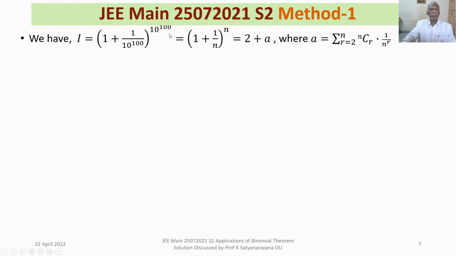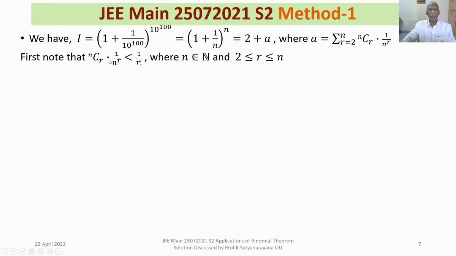Let's continue. First I'll show you that nCr into (1/n)^r, which is here, is strictly less than 1/r!, where n is a natural number and 2 ≤ r ≤ n. For nCr, by the definition, nCr = n(n-1)(n-2)...(n-r+1)/r!, and we multiply this by (1/n)^r.